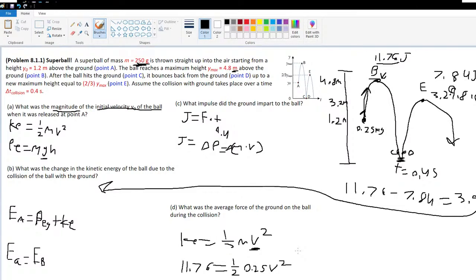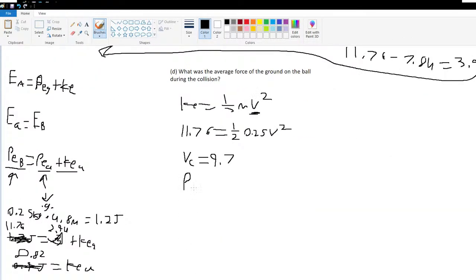Take the square root of that number, and we get that our velocity at point C, or the instant just before it hits the ground, is 9.7, which means our momentum at point C is equal to 9.7 meters per second times 0.25 kilograms, which is equal to 2.42 kilograms times meters per second.